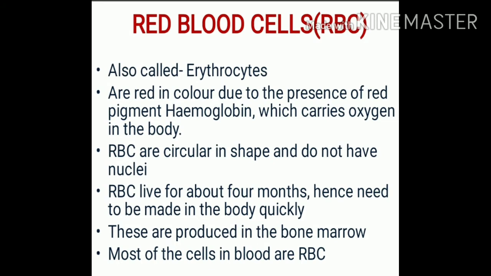RBC or red blood cells. These are also called erythrocytes. These are red in color due to the presence of the oxygen carrying pigment hemoglobin. RBCs are circular in shape and they do not have a nucleus, and that is why they have a short lifespan. Red blood cells have to be made quickly in the body because they do not live for very long. Each red blood cell lives for only about 4 months, and the reason is they lack nuclei.